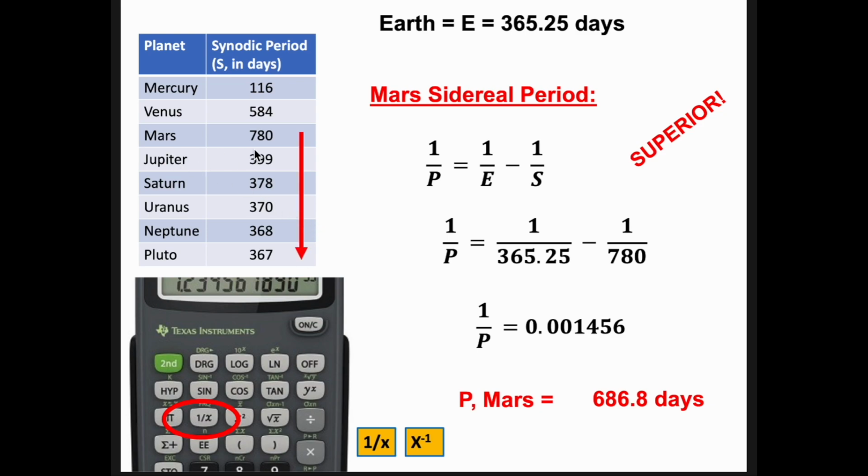An interesting thing to look at, if you notice, going from Mars to Jupiter, Saturn, Uranus, Neptune, Pluto, notice what happens to the synodic period as you get further and further away. Wonder what number we're heading out to and why that might be.